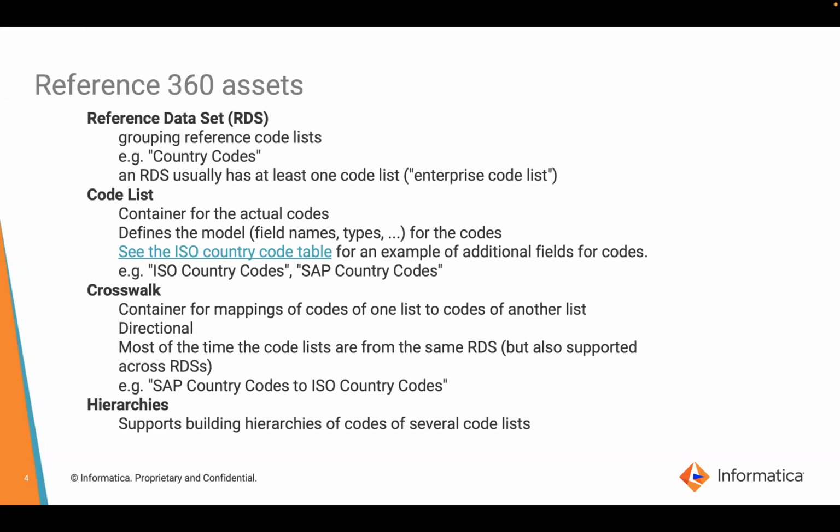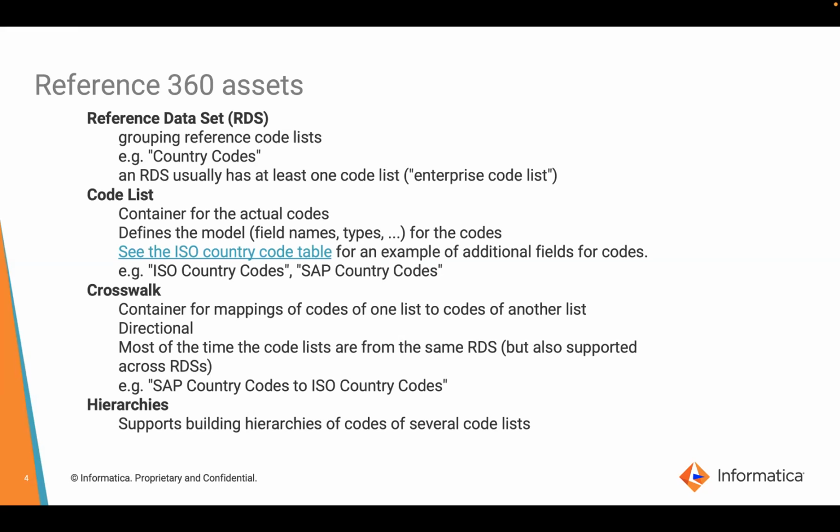The other two assets are crosswalks, which are nothing but a mapping of code lists, and this is directional. Most of the time the mappings are created between code lists of the same reference data set. But as a latest enhancement, we are also allowing customers to create crosswalks between two different code lists from two different reference data sets. And the last asset is hierarchies, which is building hierarchies or relationships out of several code lists. We'll talk more about crosswalks and hierarchies in a later session.